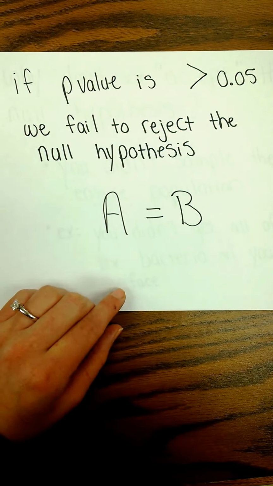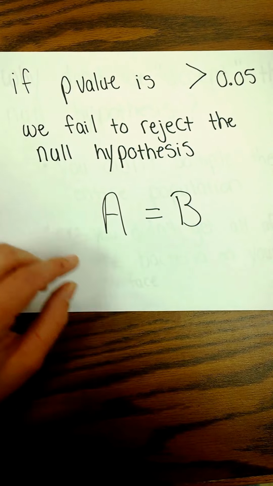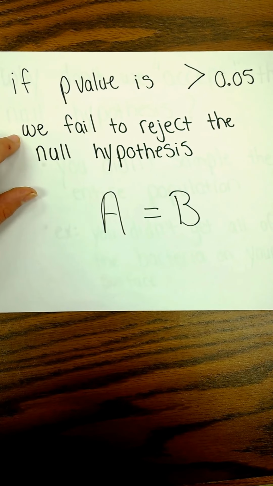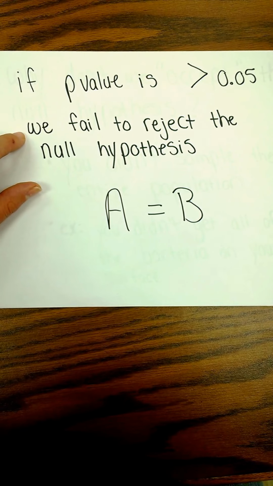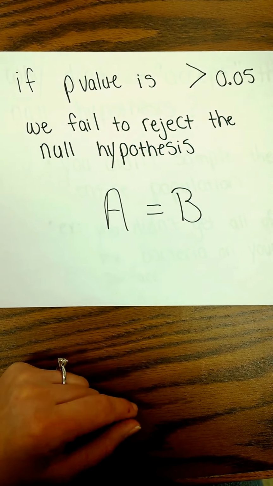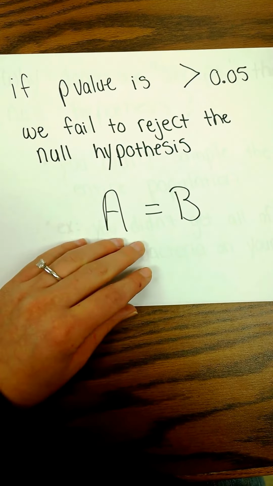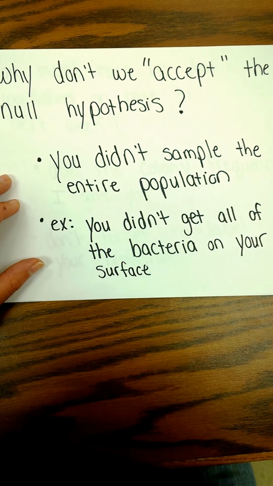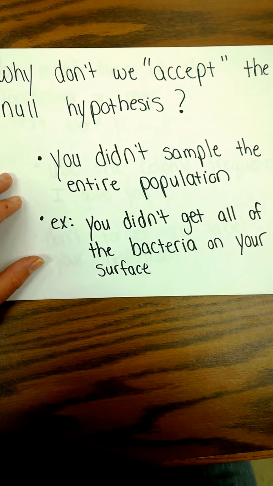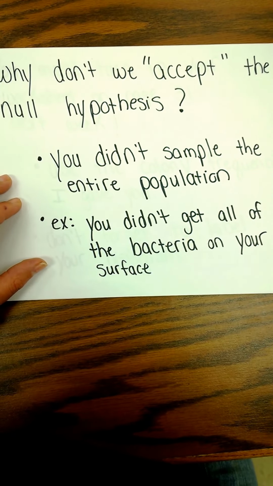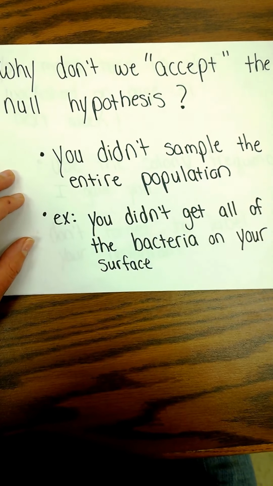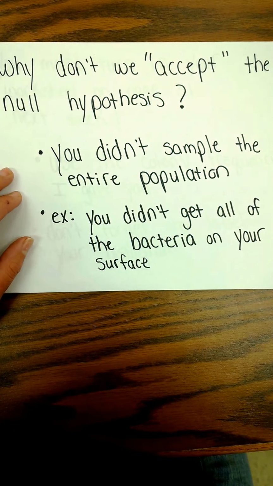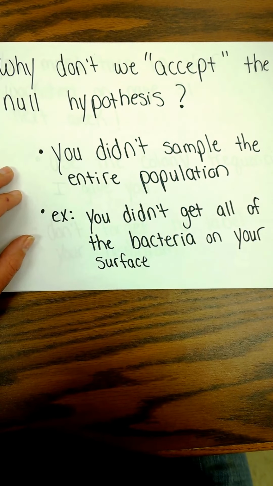What if the software gives us a p-value that is greater than 0.05? We would then fail to reject the null hypothesis that A is equal to B. Now that term, fail to reject, is kind of tricky. Why don't we just accept the null hypothesis? We never accept the null hypothesis, we just fail to reject the null hypothesis. Right? It kind of sounds like the same thing, doesn't it?